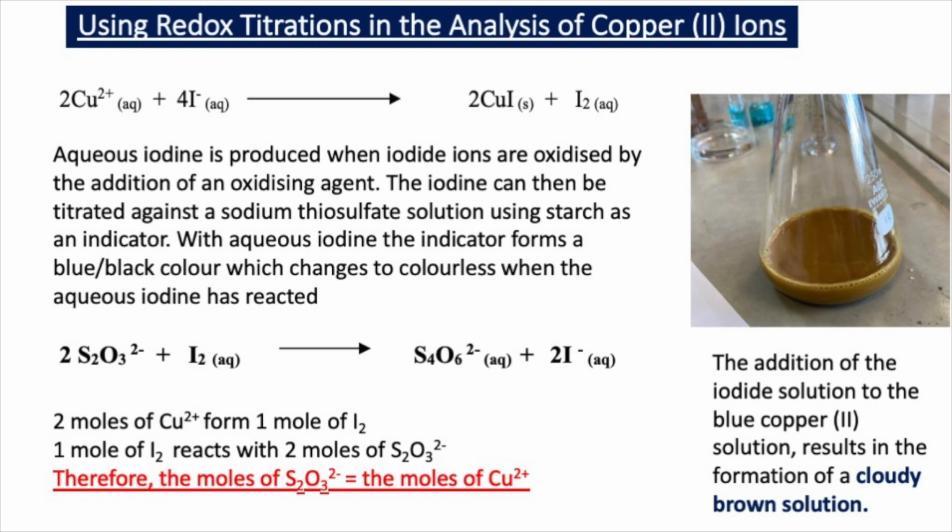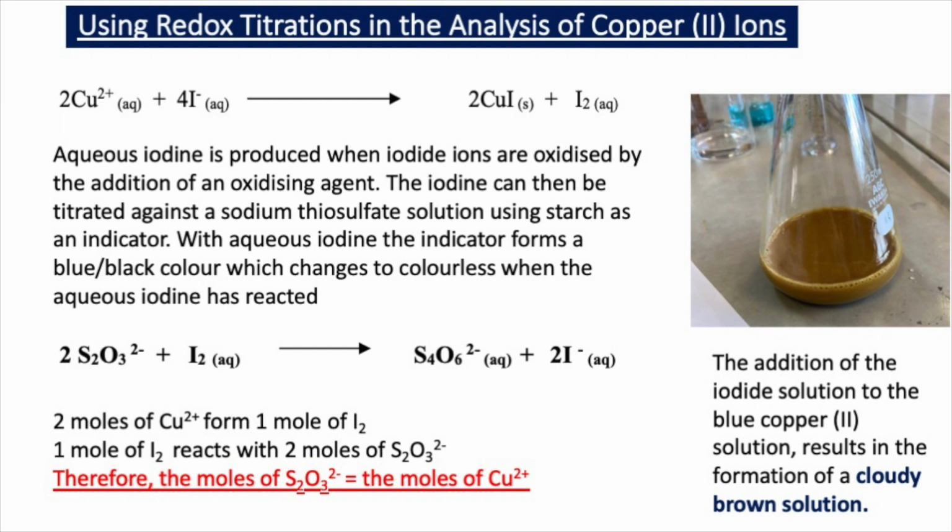Now, when you add starch to your flask and it contains iodine, your solution will go blue-black in colour. And during this titration, the blue-black colour will be lost because the iodine is being converted to iodide in the following reaction. So we have two thiosulfate ions, S2O3 2-, reacting with I2, iodine, to form S4O6 2- and two iodide ions. Now at the end point, your solution will be colourless because there'll be no iodine present.